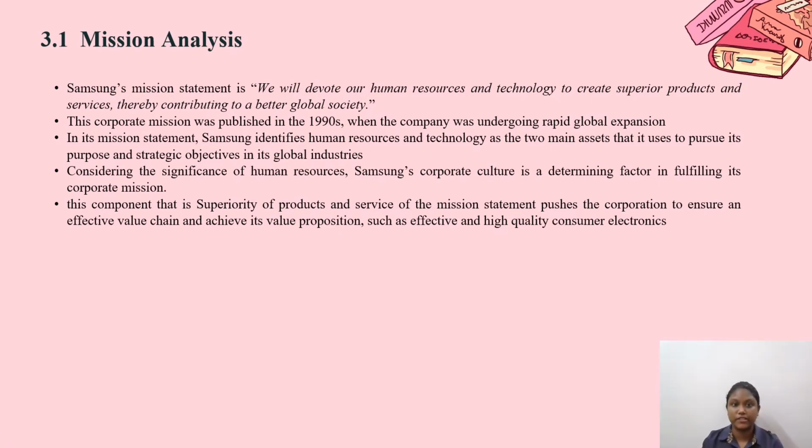This corporate mission was published in the 1990s when the company was undergoing rapid global expansion. In its mission statement, Samsung identifies human resources and technology as the two main assets that it uses to pursue its purpose and strategic objectives in its global industry. Considering the significance of human resources, Samsung's corporate culture is a determining factor in fulfilling its corporate mission. The component of superiority of products and service in the mission statement pushes the corporation to ensure an effective value chain and achieve its value proposition, such as effective and high quality consumer electronics.